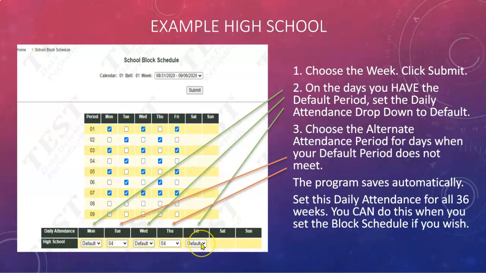But now you're going to choose what attendance period is going to be taken for each of these days. So on Monday, if this school had third period as their default attendance time, you would leave it set on default for Monday, Wednesday, and Friday. But on the days where they don't have third period, which in this week is Tuesday and Thursday, you would then choose the alternate attendance period. For this school, it is fourth period. And once you've put that in place, it saves automatically again. You can click Submit if you just want to be sure.